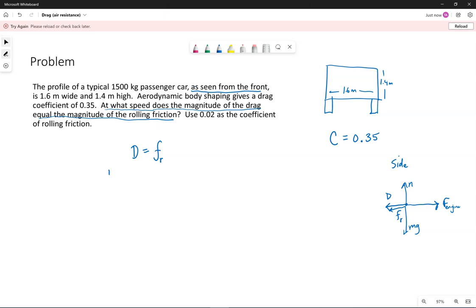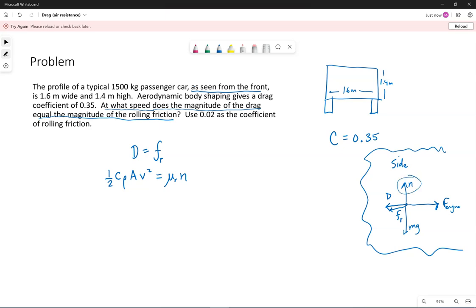We're using the equation that the author gives us. So that approximated equation, 1/2 C rho A V squared, is going to equal, rolling friction is the coefficient of friction times the normal force. Both of these equations individually we can get off the test notes. So for friction, we do need to know what the normal force is going to be.